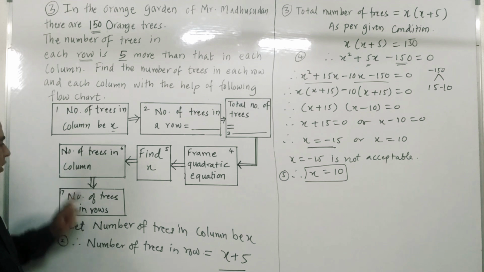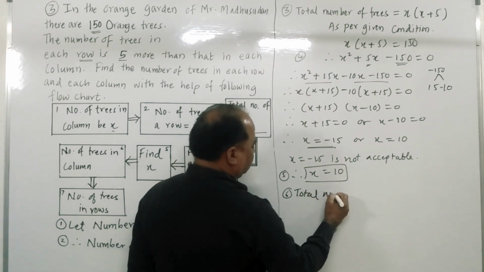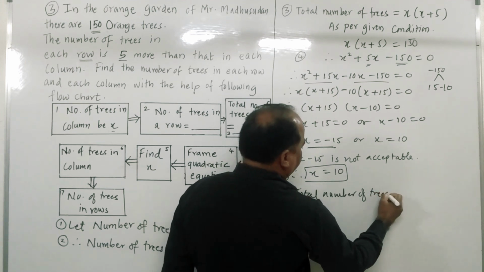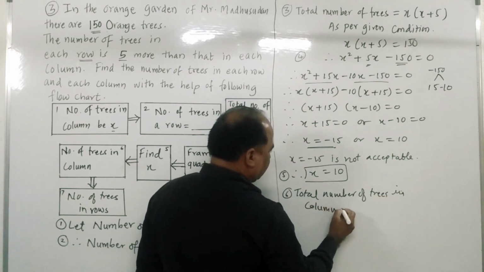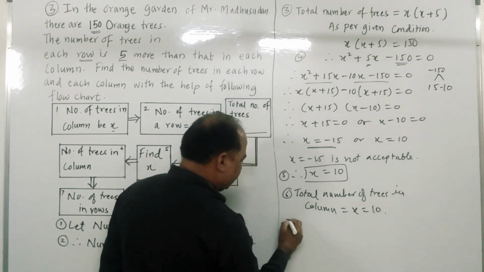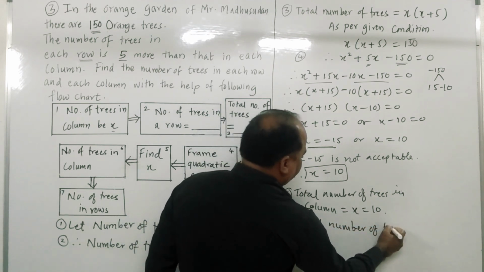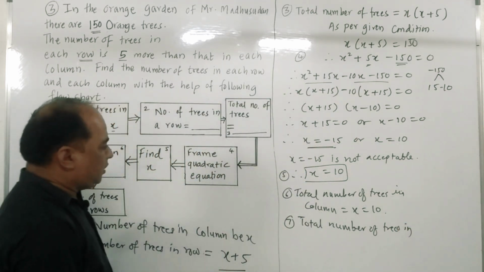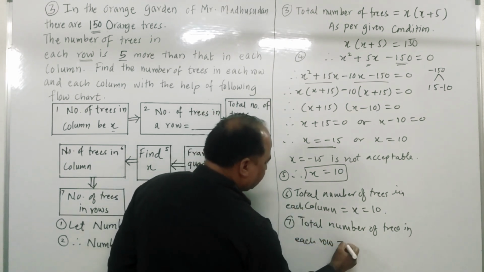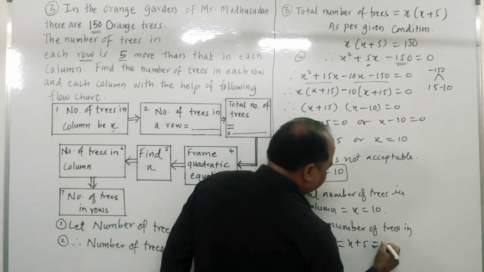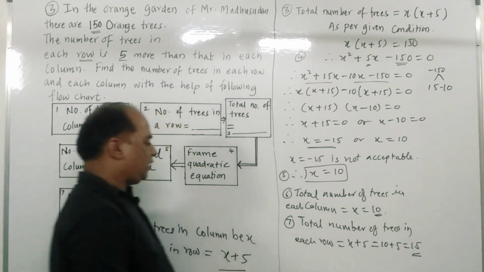Then the total number of trees in a column is x. Therefore, the total number of trees in one column is x, equal to 10, and the total number of trees in each row, that is x plus 5, which is equal to 10 plus 5, which is equal to 15 trees in one row.